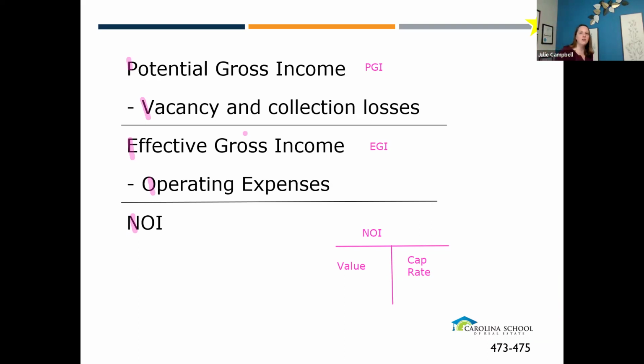Again, please note, you do not see debt service. You do not see depreciation. When we get to unit 12, we're going to talk more about the investor. We're going to see this formula again, and we're going to take the net operating income to the next step. We're going to talk about deducting that debt service from our net operating income. But for right now, we're just stopping at the net operating income.